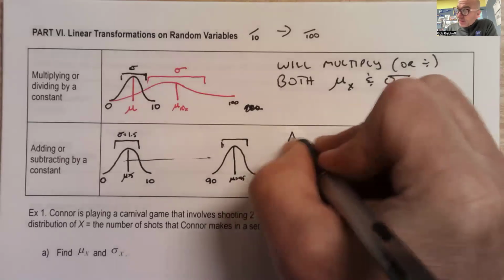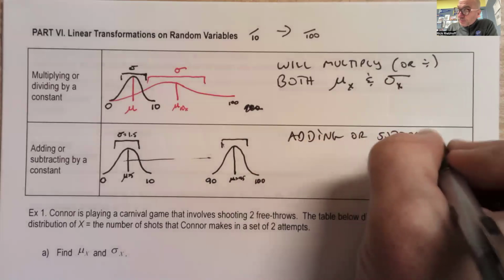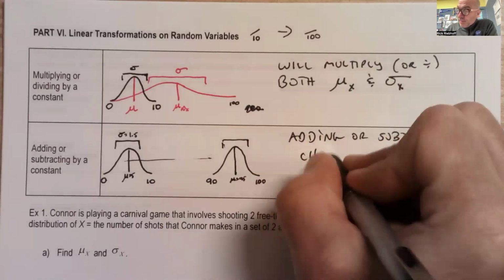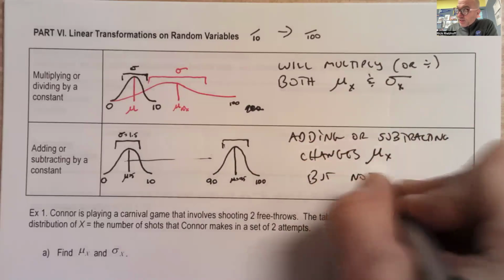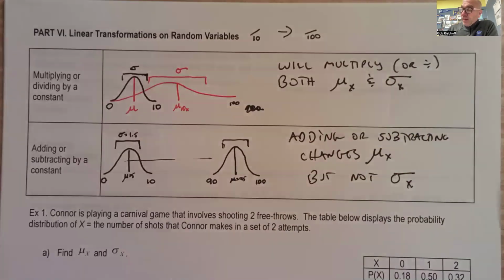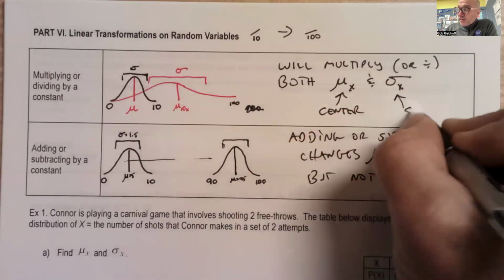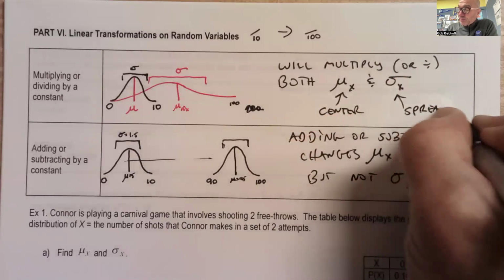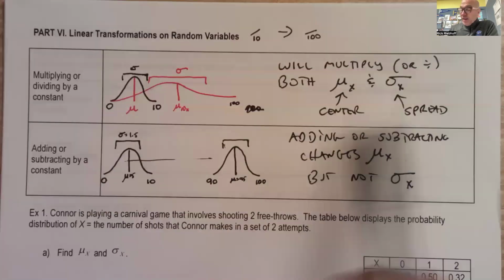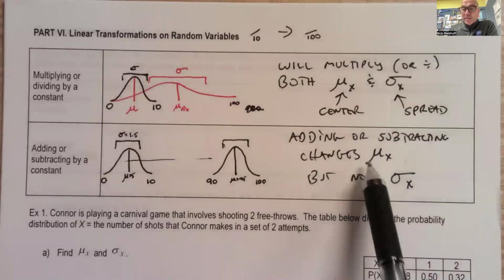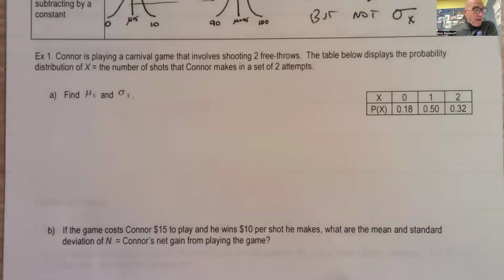So adding or subtracting changes the mean, but not the standard deviation. The mean is something we call the center of a distribution. Standard deviation is a calculation of the spread of the data. So multiplying affects both center and spread. Adding or subtracting affects just center, not the spread of the data. Cool, cool. All right, now we're going to use that here.